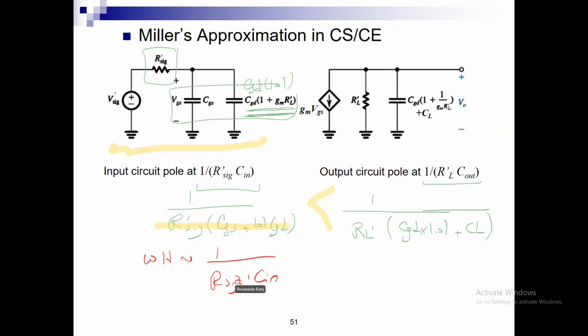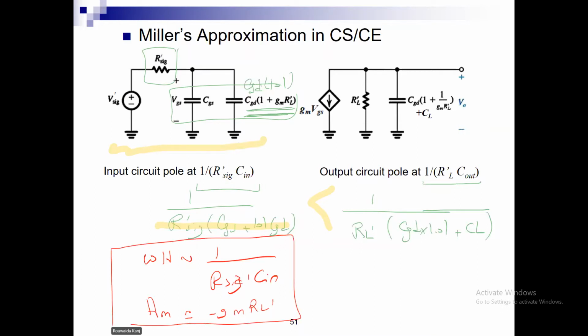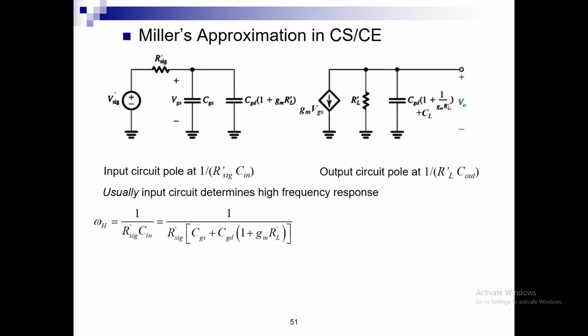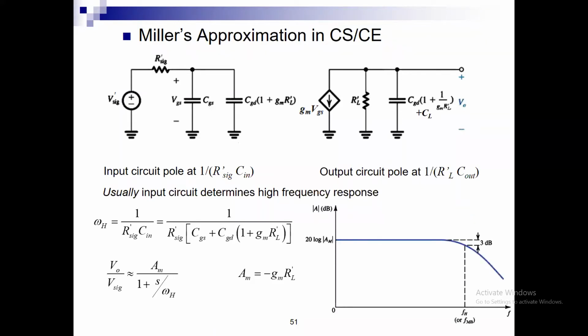And I know that my low frequency gain is minus GmRL prime. I can have an expression for my gain for my system. Okay, so this is R sig prime. Last time I'm just repeating this because we did not have a recording. From this we can find what omega h is, and we can approximate VO over V sig, and we can say that this is approximately the transfer function of my circuit.